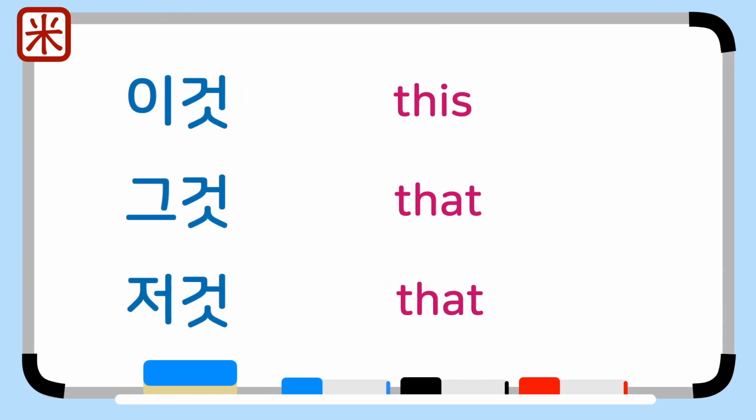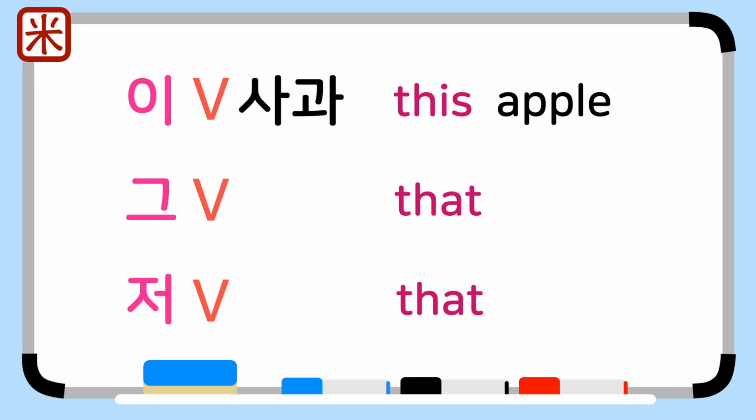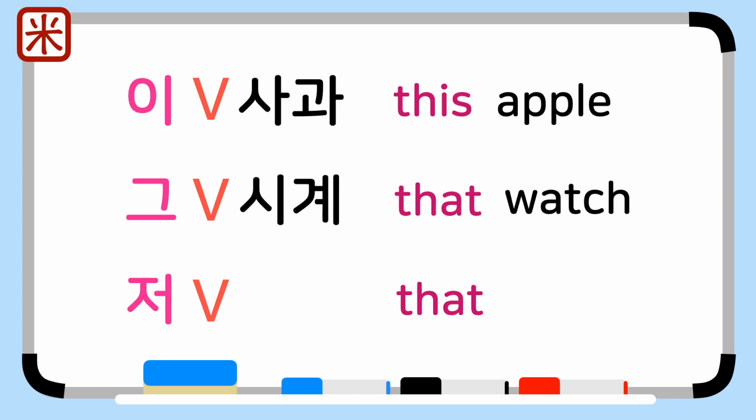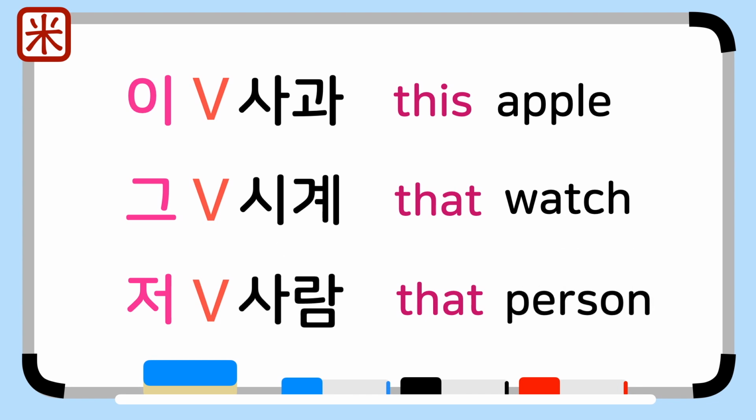Let's find out more about how to use the demonstrative pronouns. As I mentioned, 이, 그, 저 here, and let's put 것 away. Next, don't forget the space before the noun coming. First one, 이 사과, this apple. 그 시계, that watch or that clock. 저 사람, that person.